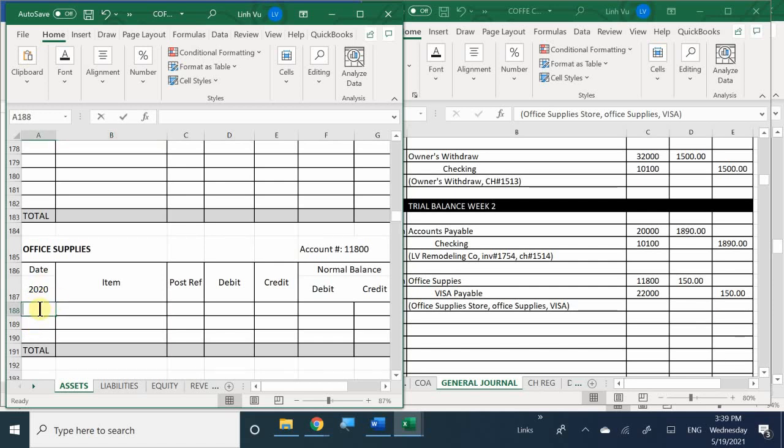15 June. I put purchase office items, and then I put the office supply store. Because we have specifics, like were they paper clips, a stapler, I just put office supplies. Whatever you'd like. And then post reference General 5, and then debit 150, and then normal balance 150.